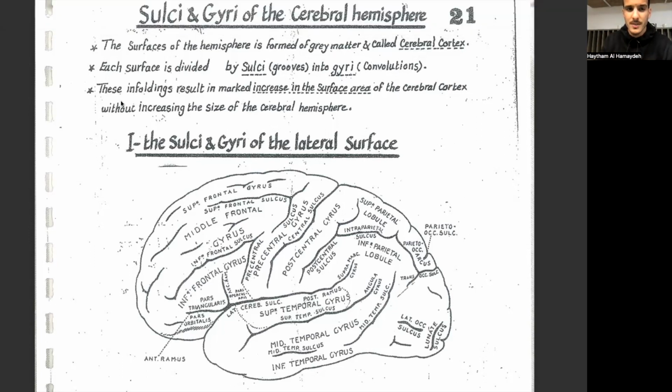So these are the gyri. These infoldings result in marked increased surface area. The whole point of those things is to increase the surface area of the cerebral cortex without increasing the size of the cerebral hemispheres. It is bound within our skull, and so it increases that surface area without taking a lot of space.